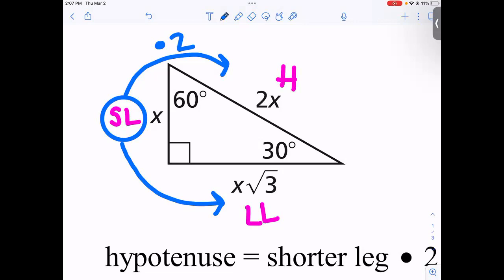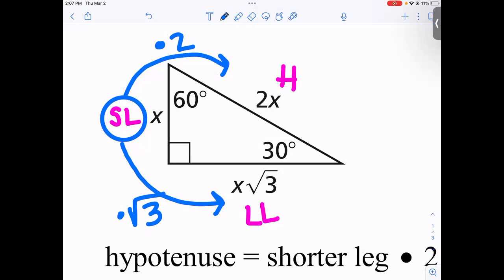Okay, can we focus now that we've sung happy birthday? From the short leg to the hypotenuse, we are going to multiply by 2. From the short leg to the long leg, we're going to multiply by radical 3.